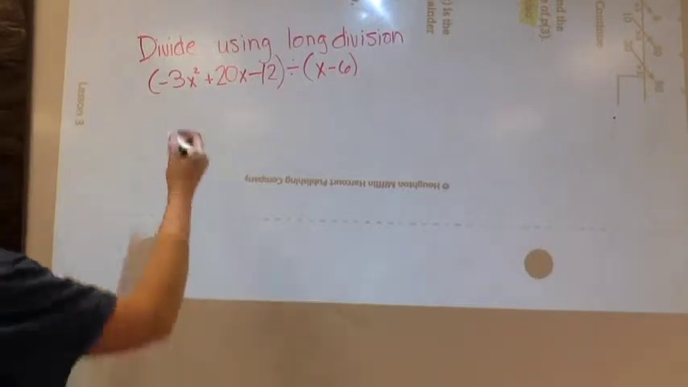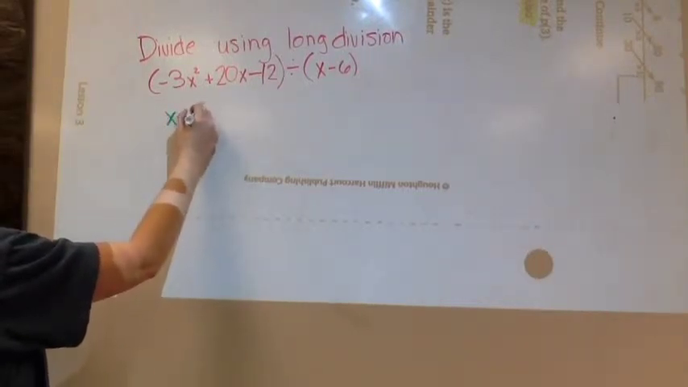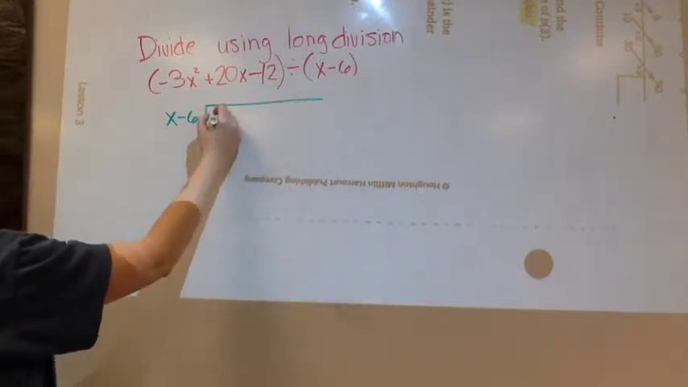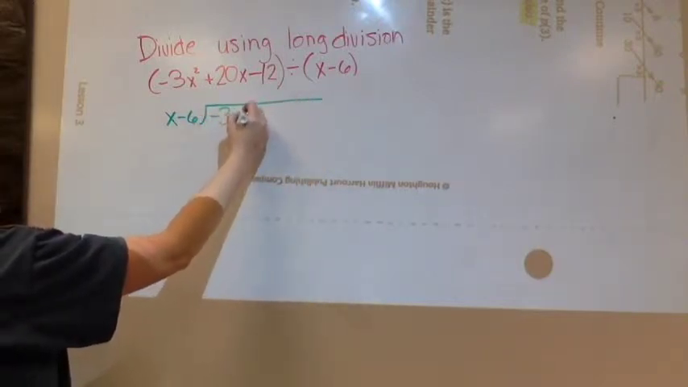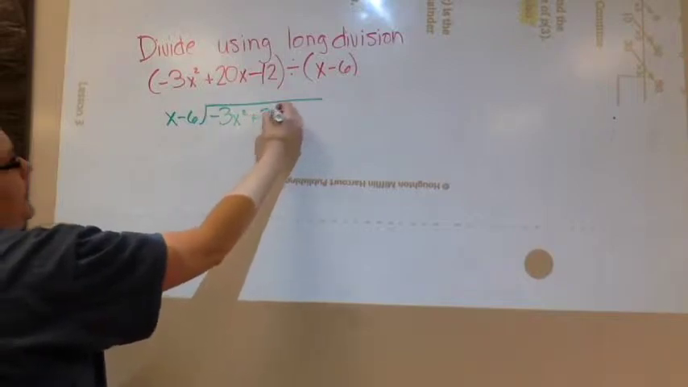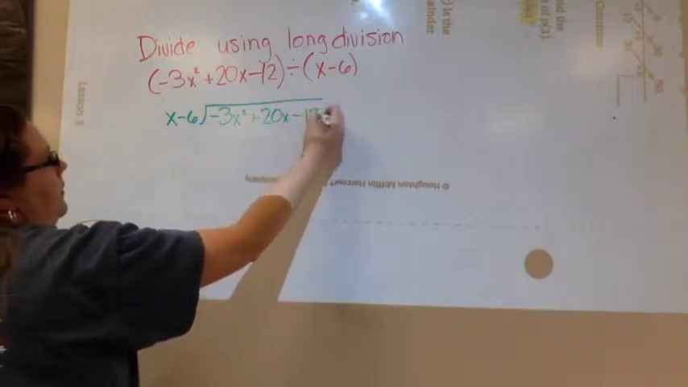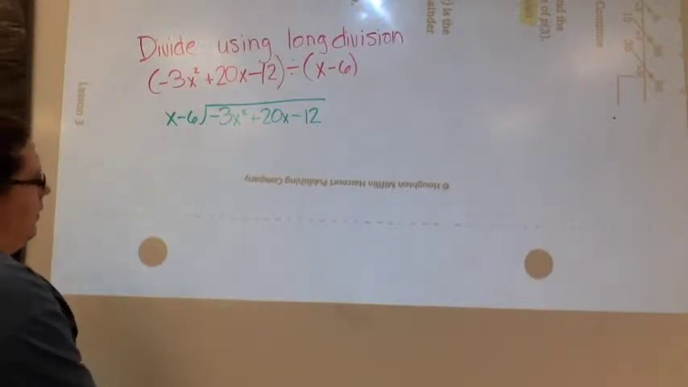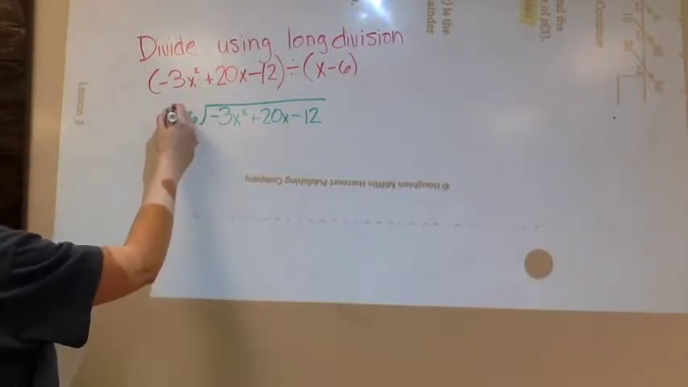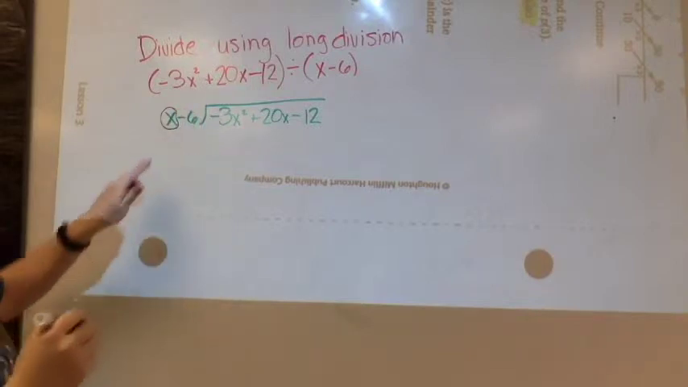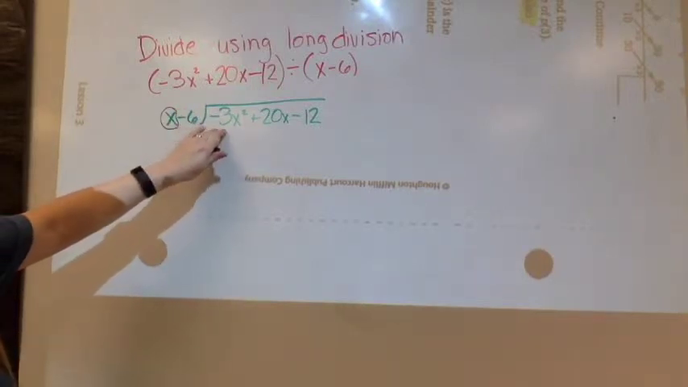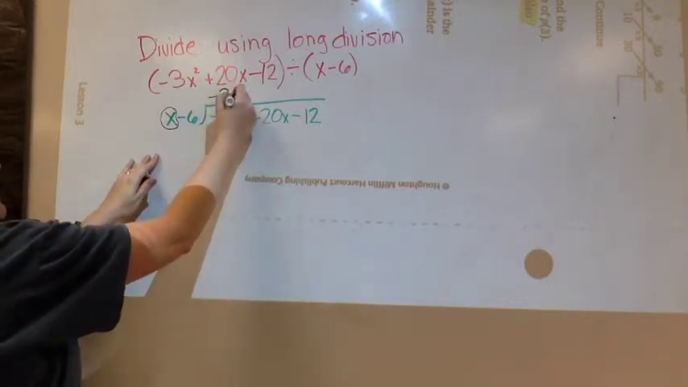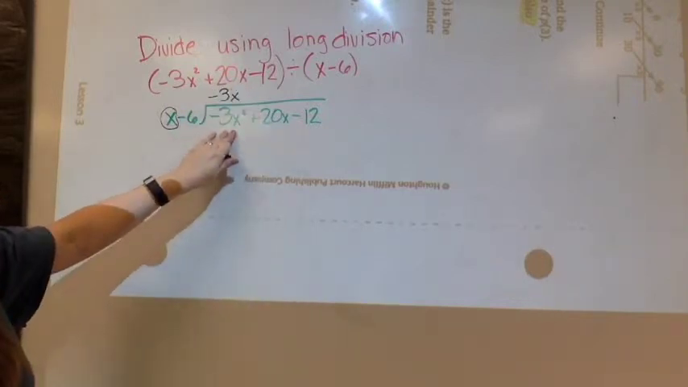So using our long division method, put x minus 6 as the divisor, and just make it look like a regular long division problem. Negative 3x squared plus 20x minus 12 underneath the division sign. Start off by asking yourself, x times what is negative 3x squared? Well, x times negative 3x is negative 3x squared.